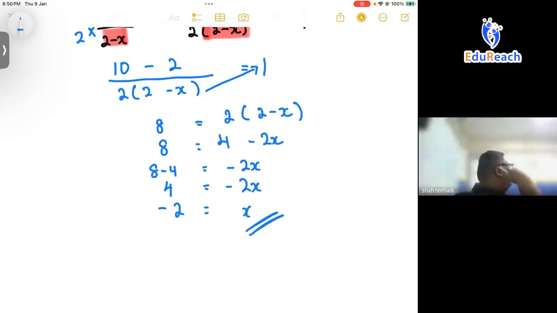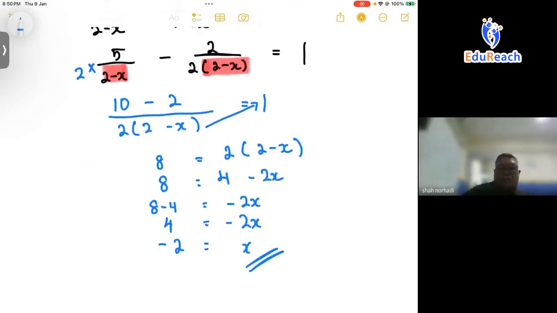Okay, that's it. So be careful here, because you already know the concept of adding or subtracting fractions. Do not put a different technique in it. Okay, all right. So I will stop here.